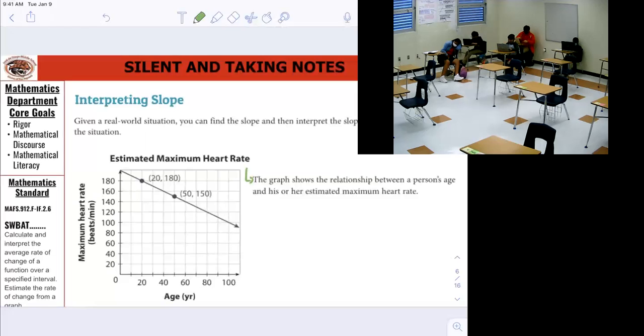What is this graph showing me? I'm just asking you guys to read. If anyone just wants to read right there. The graph shows the relationship between a person's age and his or her estimated maximum heart rate. Awesome. So age versus heart rate. And I want to know, what is the slope? We're going to find the slope and interpret the slope in terms of the context of the given situation. So we're going to find the slope and then figure out what it means.